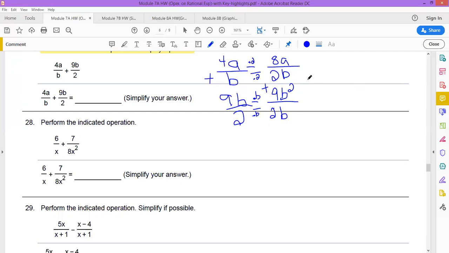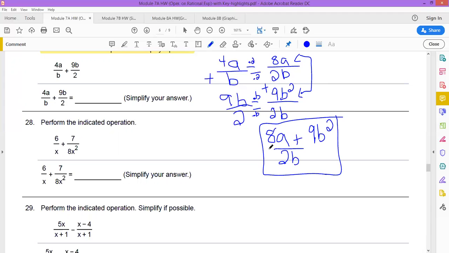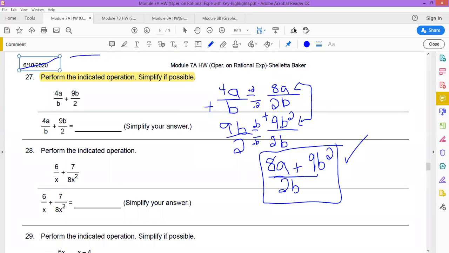Now that we have the common denominator, we would keep the denominator of 2b, and then we're just going to add these terms in our numerator. So we're adding these terms in the numerator. We have 8a plus 9b squared, and that's our answer. And that's the last problem from Module 7A homework.